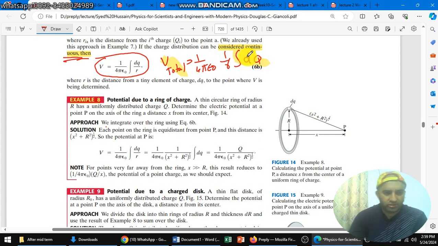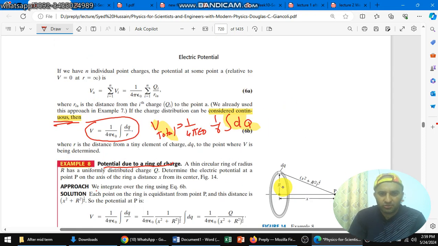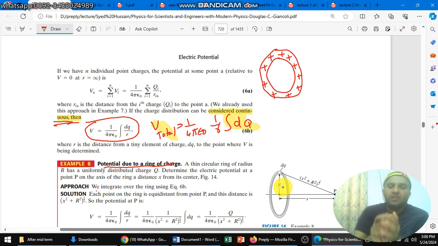Okay. So example 8, the potential due to a ring of charge. Suppose we have a ring of charge and the charge is distributed continuously on this ring. Now let me draw the diagram first. So this is a ring of charge, and the charges are distributed continuously over the surface. What is meant by continuous distribution? The charges have the same distance between them and the same magnitude, meaning it is continuous.